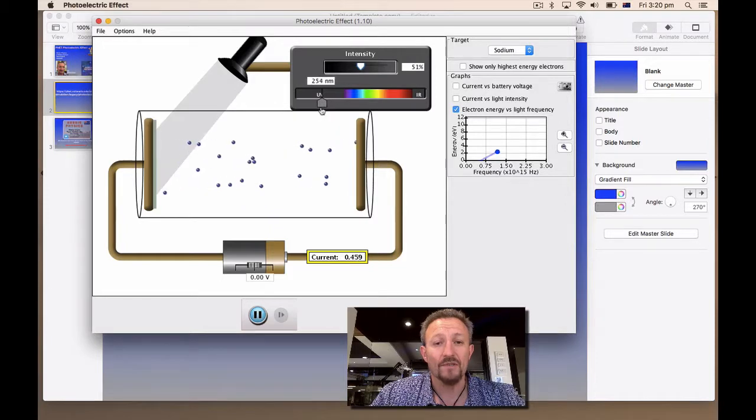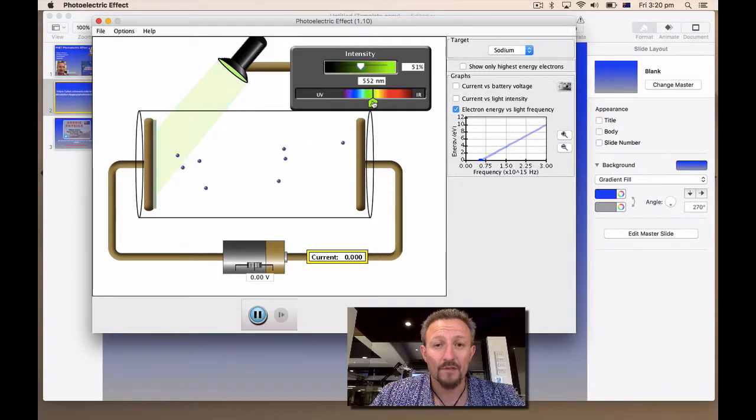Okay, and as a result, I can get a very big curve which is generated with respect to my kinetic energy as well as my frequency. But if I take my frequency back to round about that position there, we've gone back to a 0 photocurrent.